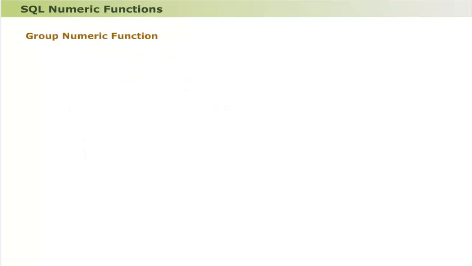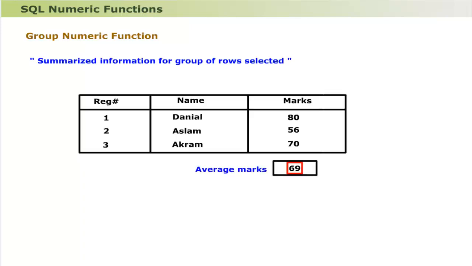Group numeric functions. The group numeric functions are used to get summarized information from a group of rows selected. For example, the average marks obtained by students in a given course. The highest marks obtained by students in a given course. The lowest marks obtained by students in a given course.